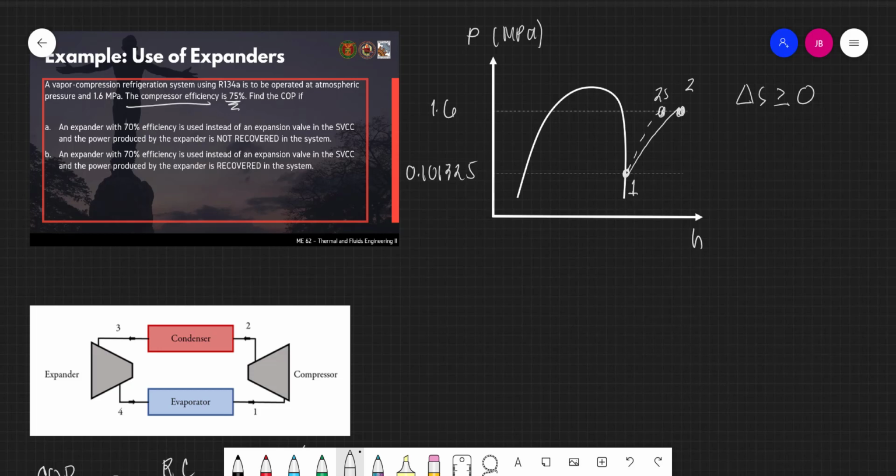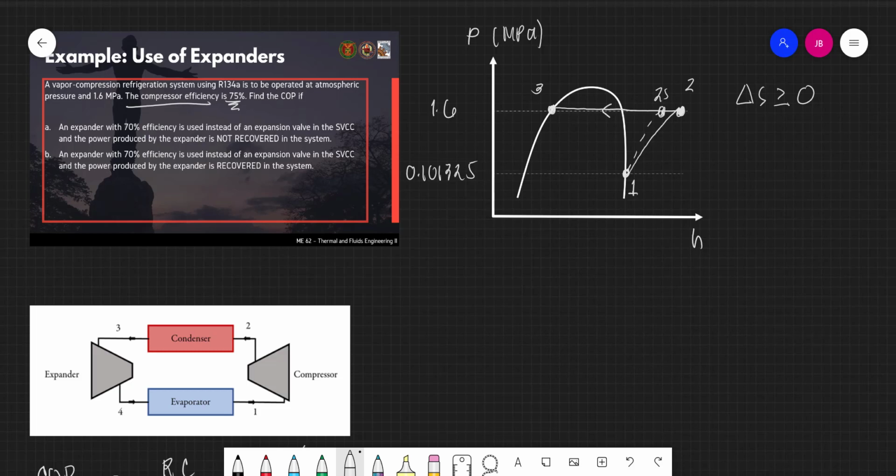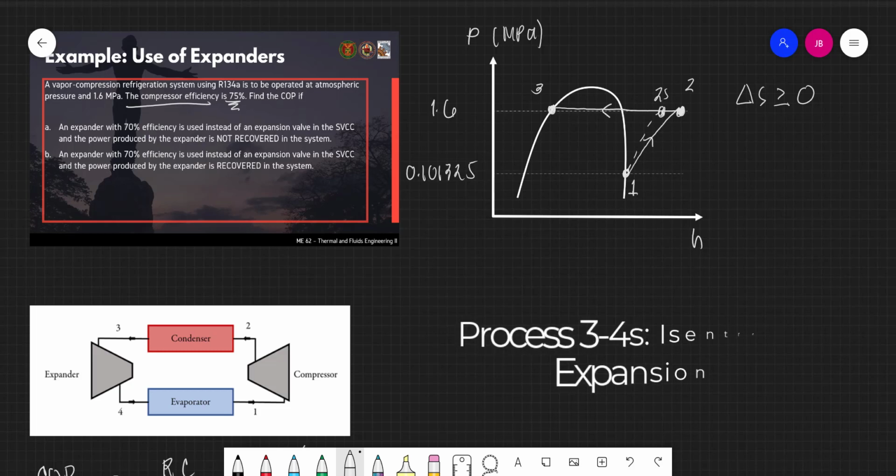Next, we have isobaric heat rejection in the process 2-3. So from here, state 2, pupunta tayo sa state 3, which is saturated liquid. And it will go from 2 to 3 like this. And then process 3 to 4S muna is going to be an isentropic expansion. So it looks something like this.